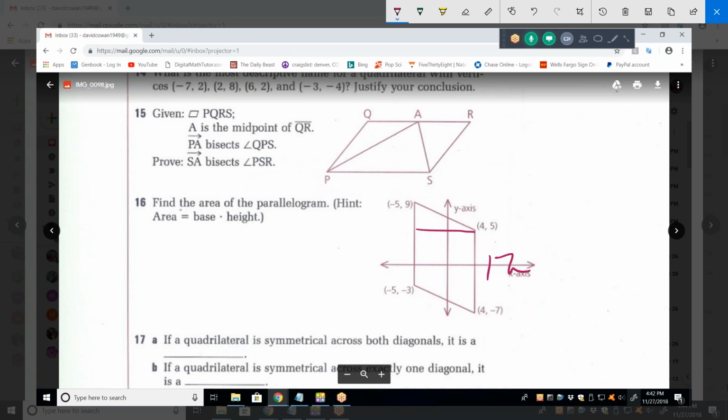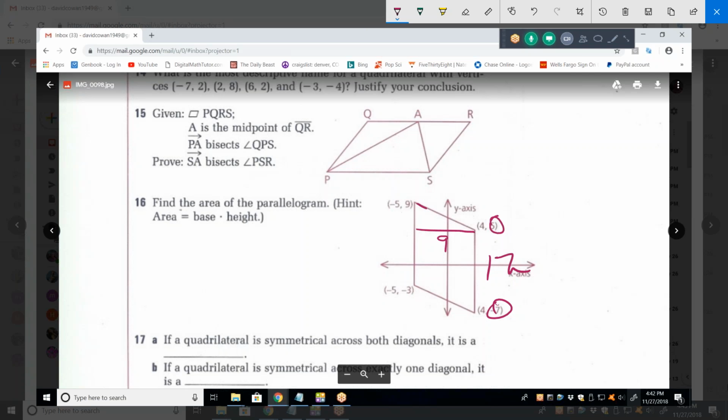How is that not 9? Never mind. Yeah, it is. I did the wrong coordinates for my picture. So it's 9 times, this one's definitely 12, the difference between 5 and minus 7. So it's 108. 108, I think, yeah. I drew it wrong on my paper, and then I was going off of that.